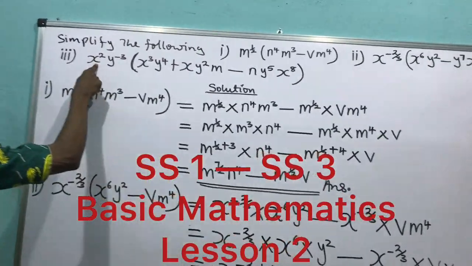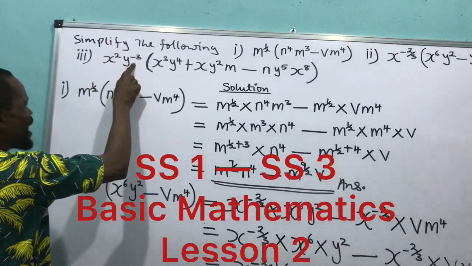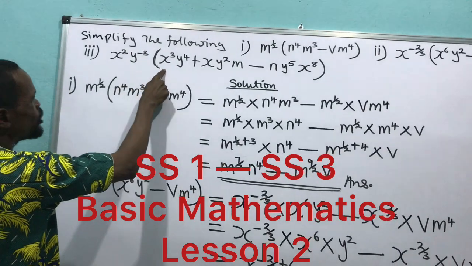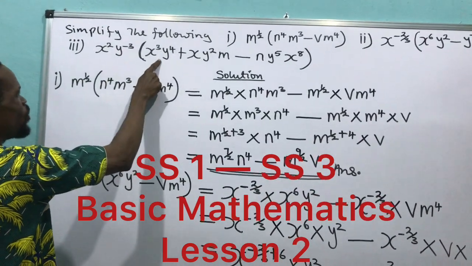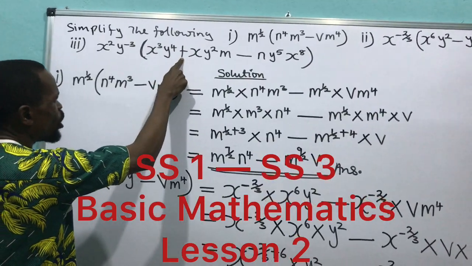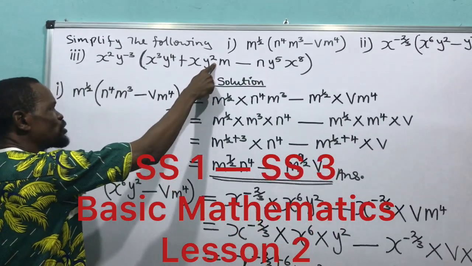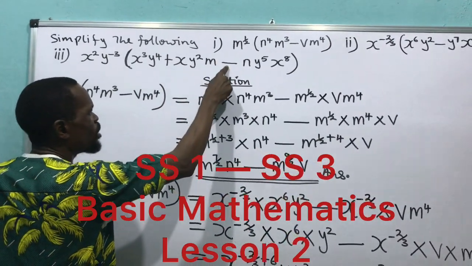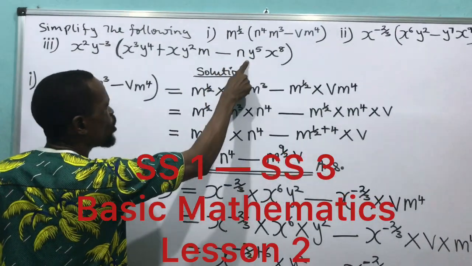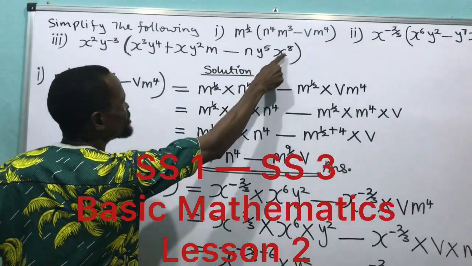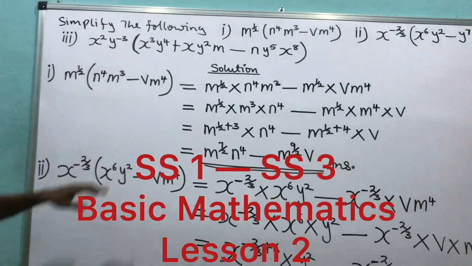(iii) x raised to the power 2 y raised to the power -3 times (x raised to the power 3 y raised to the power 4 plus x y raised to the power 2 m raised to the power 1 minus n raised to the power 1 y raised to the power 5 x raised to the power 8). We say solution.